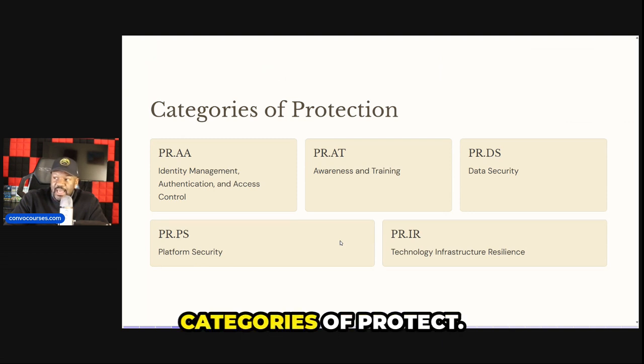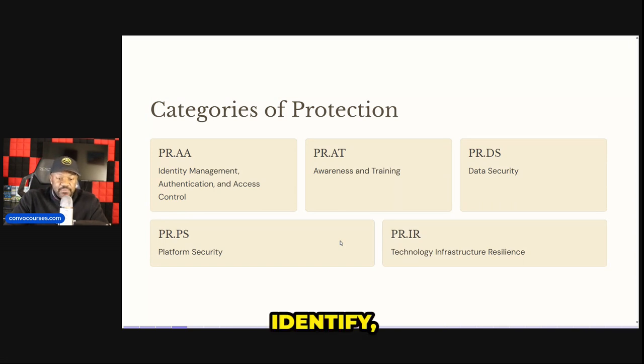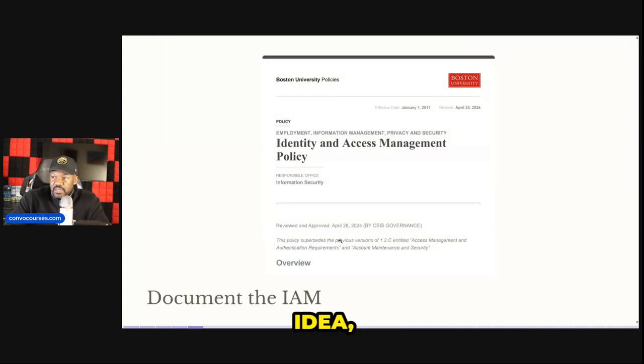And so here are the categories of protect. You've got PR.AA, which is identity management, authentication, access controls, things like that. Awareness training, data security, platform security, and finally, technology infrastructure resilience. We might not touch all of those, or maybe what we'll do is just hit everyone quickly to give you an idea, a bird's eye view of what's going on.